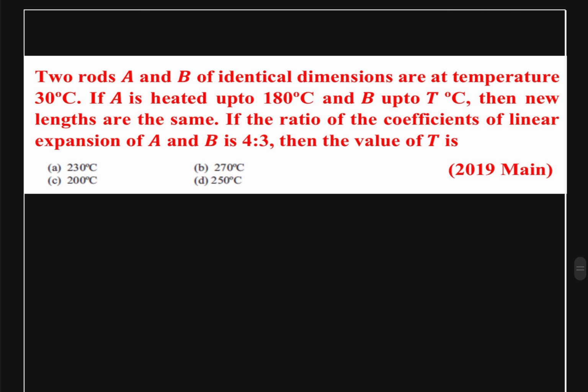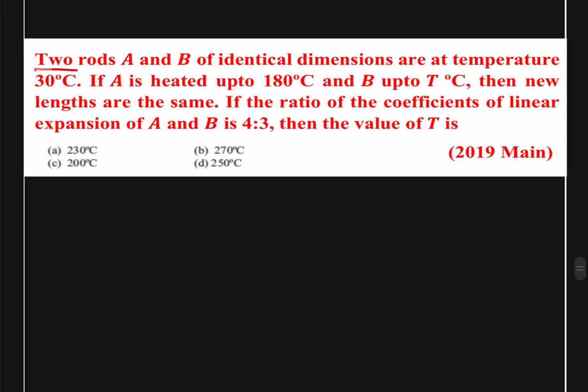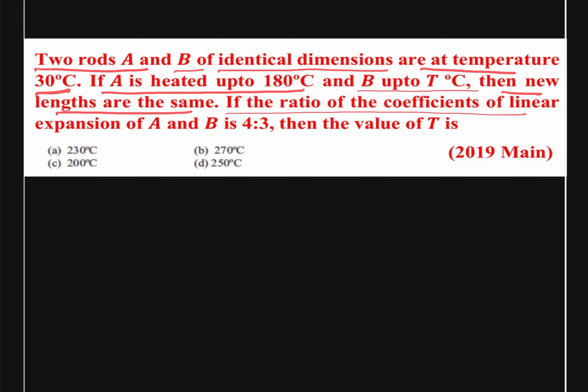It states that two rods A and B of identical dimensions are at temperature 30 degrees centigrade. If A is heated up to 180 degrees centigrade and B up to T degrees centigrade, then the new lengths are same. If the ratio of the coefficients of linear expansion of A and B is 4:3, then find the value of T. After heating, it says the lengths are the same.